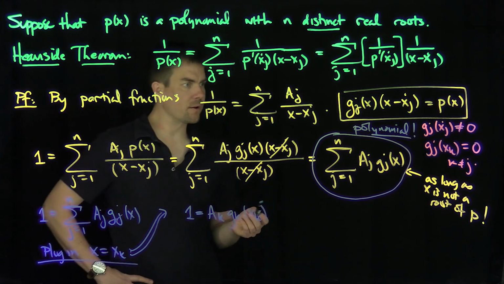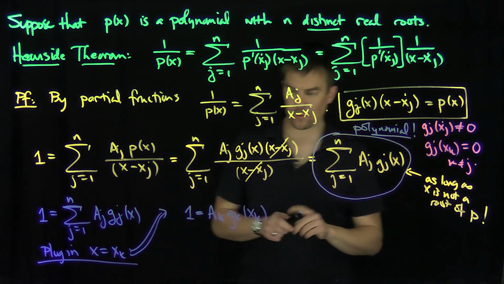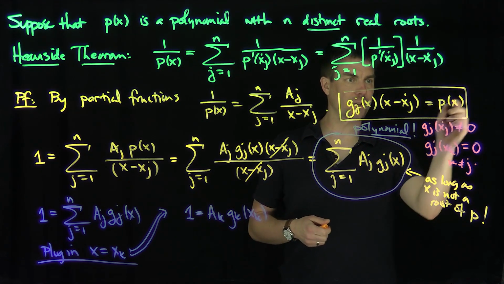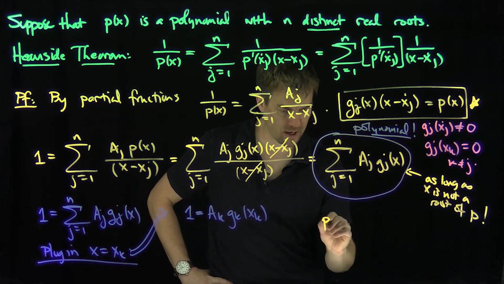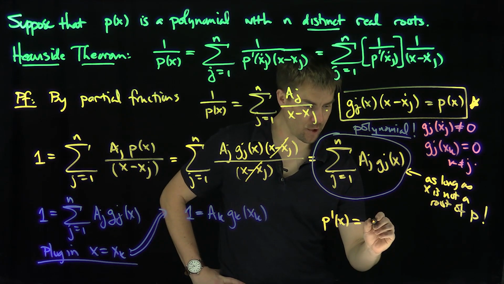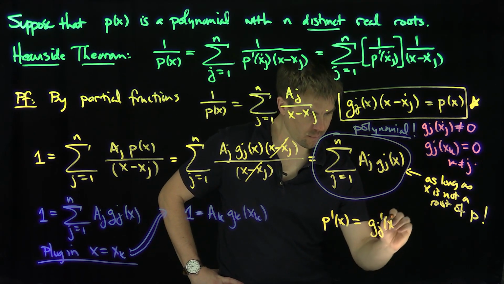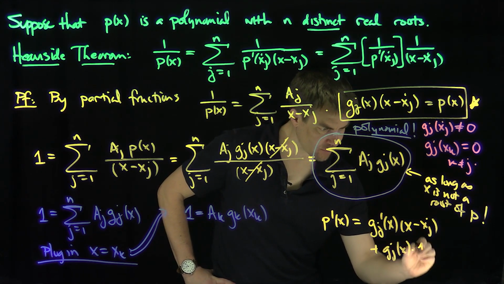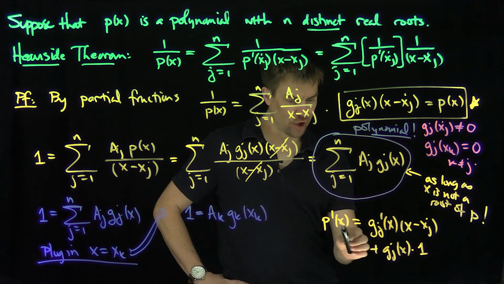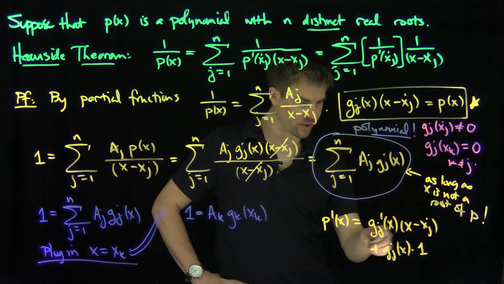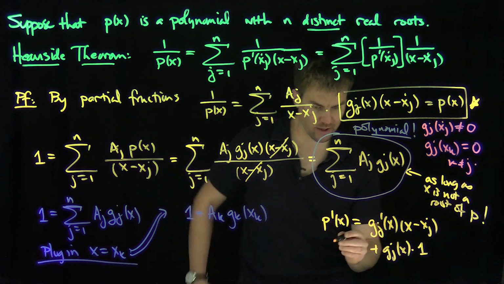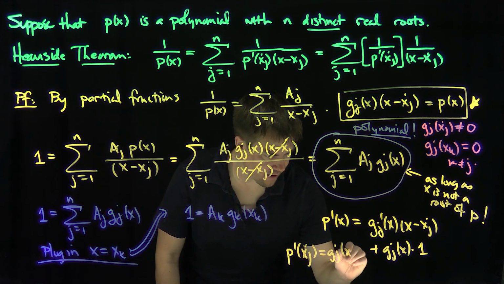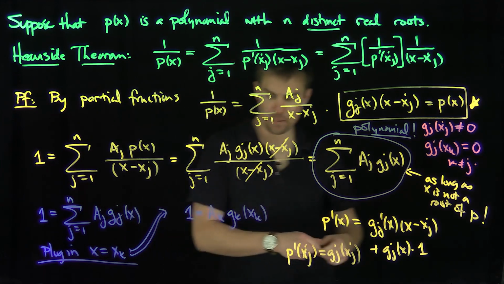So we need to compute the value of gk of xk. Let's go back to our original equation and differentiate this star equation. That tells me that p prime of x is, by the product rule, gj prime of x times x minus xj plus gj of x times 1. If I plug in xj into this formula, the first term is 0, and the second term is just gj of xj. So p prime of xj is just gj of xj. So gk of xk is exactly equal to p prime of xk.